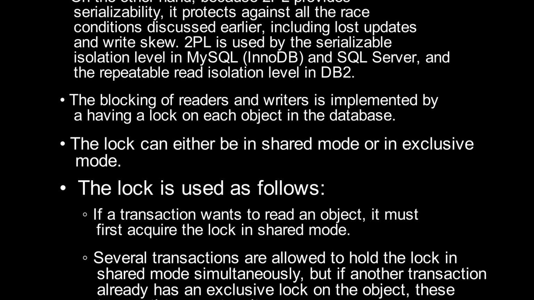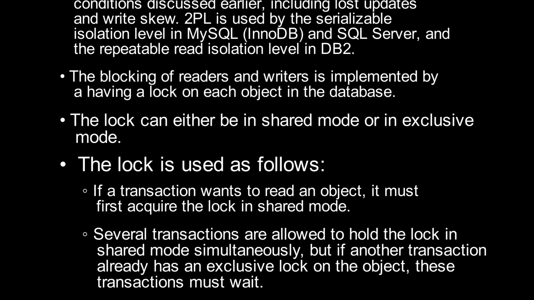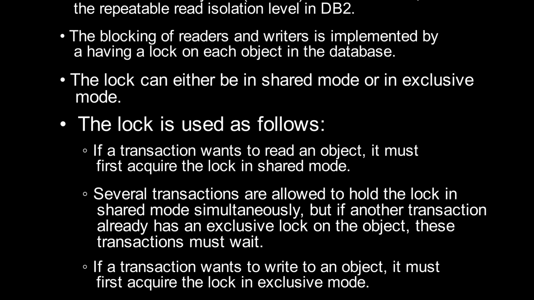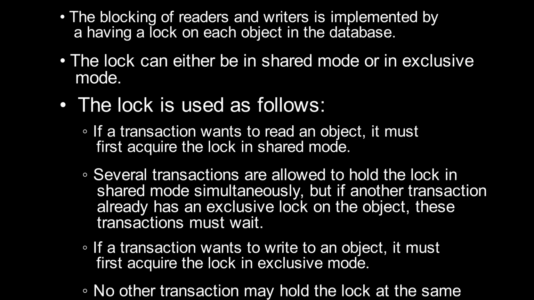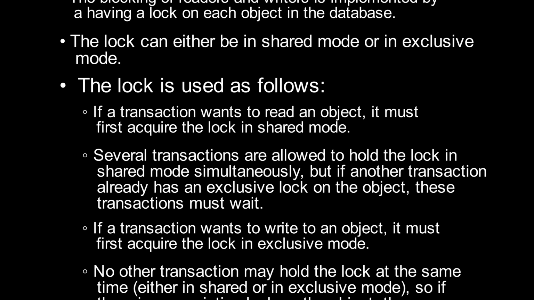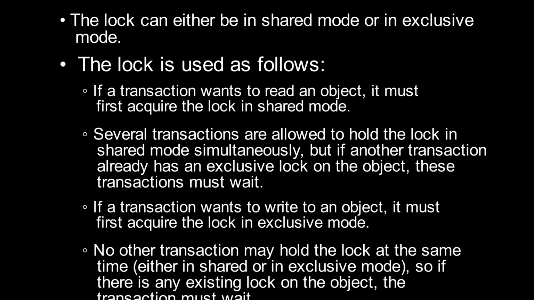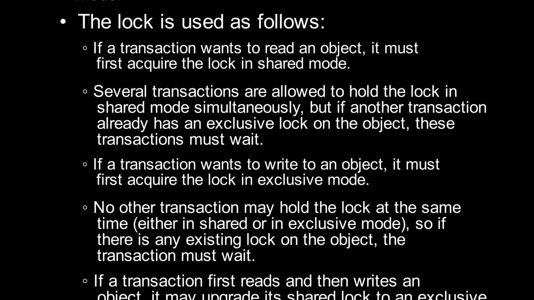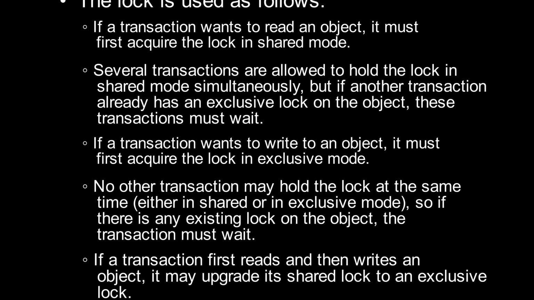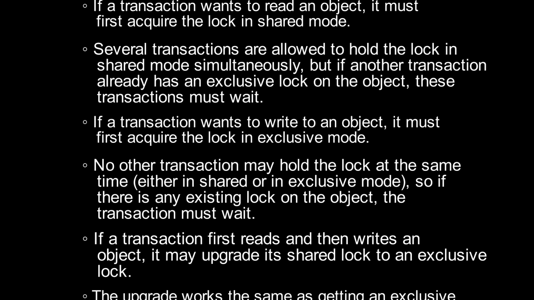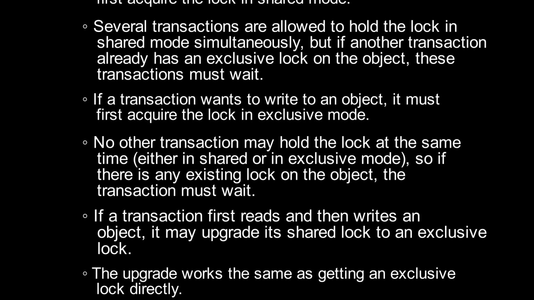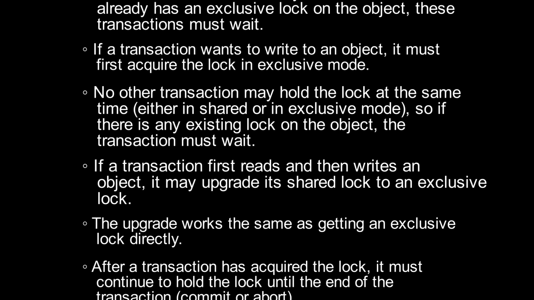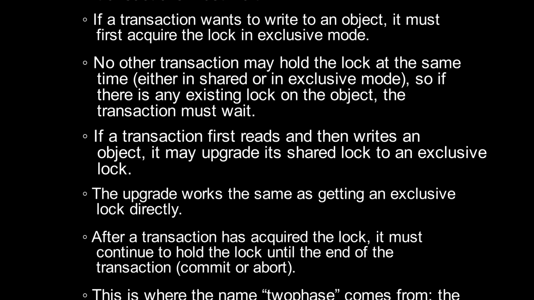If a transaction wants to read an object, it must first acquire the lock in shared mode. Several transactions are allowed to hold the lock in shared mode simultaneously, but if another transaction already has an exclusive lock on the object, these transactions must wait. If a transaction wants to write to an object, it must first acquire the lock in exclusive mode. No other transaction may hold the lock at the same time, either in shared or in exclusive mode. So if there is any existing lock on the object, the transaction must wait. If a transaction first reads and then writes an object, it may upgrade its shared lock to an exclusive lock. The upgrade works the same as getting an exclusive lock directly.